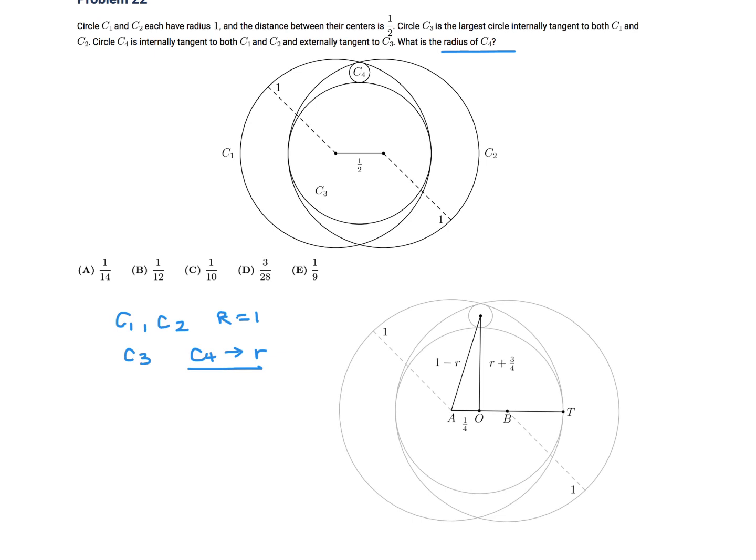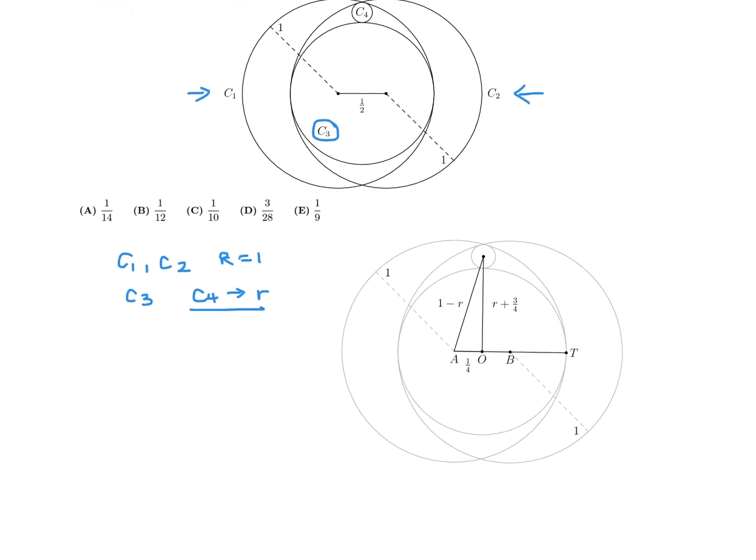C1 and C2 are the ones that have a radius of 1, and those are the ones that you can see. There's C1 and there's C2. And then C3 is this guy, the one that is in the middle. So I just wanted to double check on that. This has been labeled A, and this has been labeled B, and the distance between A and B is a half. And O is the center of C3, so the distance from A to O would be a quarter, which is half of that distance.